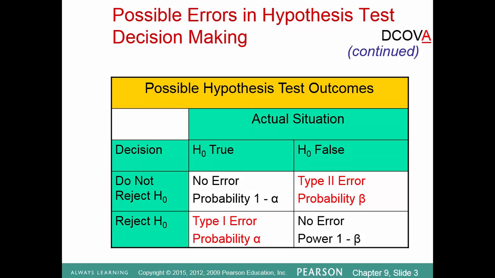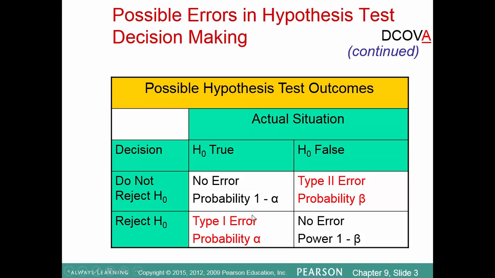You either do not reject the null hypothesis or you reject the null hypothesis. And the null hypothesis is either true or false. If it's true and you don't reject it, you haven't made an error. The probability of that occurring is 1 minus alpha. If the null hypothesis is false and you do reject it, again, you haven't made an error. The probability of that occurring is called the power of the test, or 1 minus beta.